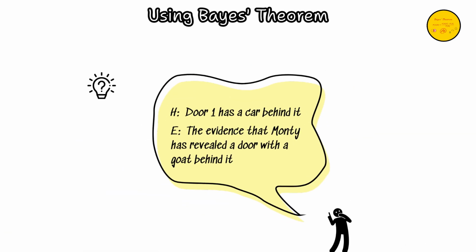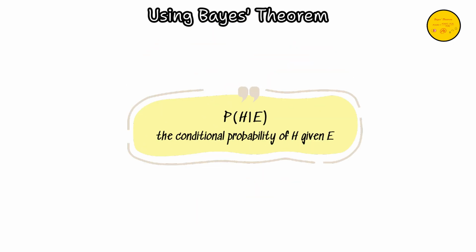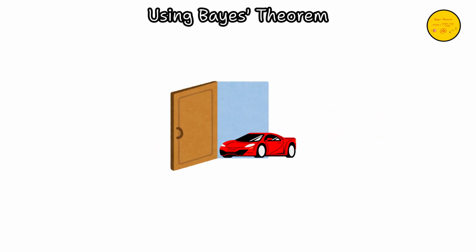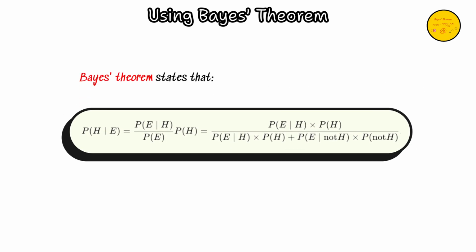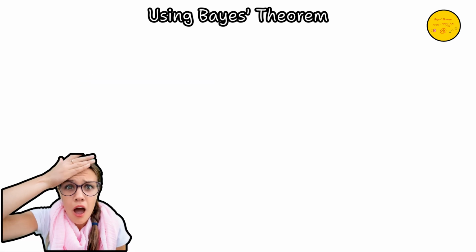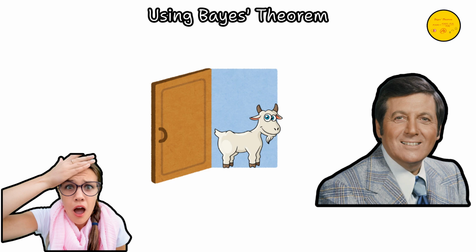Let H be the hypothesis, door 1 has a car behind it, and E be the evidence that Monty has revealed a door with a goat behind it. Then the problem can be restated as calculating P(H|E), the conditional probability of H given E. Since every door either has a car or a goat behind it, the hypothesis not H is the same as door 1 has a goat behind it. In this case, Bayes' theorem states the following. The problem as stated says that Monty Hall deliberately shows you a door that has a goat behind it.